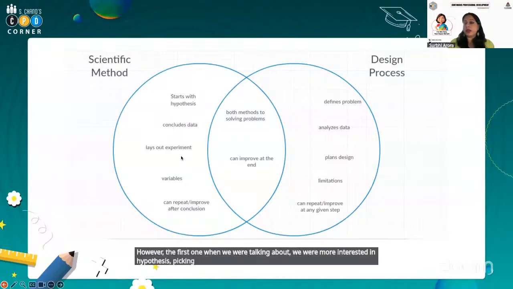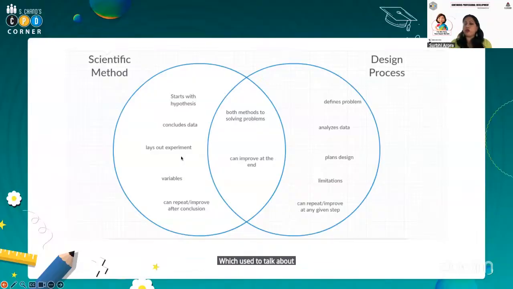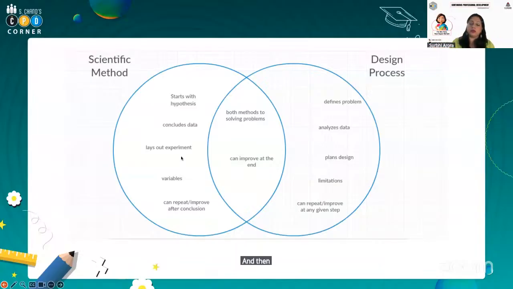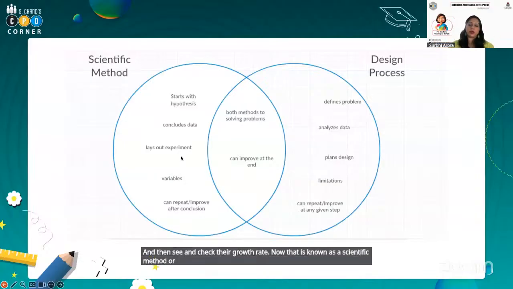If you remember, there is a very famous experiment that we used to have in our books, which said there are four potted plants, and you have planted four plants. One plant, keep it in shade, one plant, keep it in a humid environment, one plant, you keep it in sun, one plant, you keep it in damp, and then check their growth rate. That is known as the scientific method or scientific investigation, where you observe and then run your analysis.